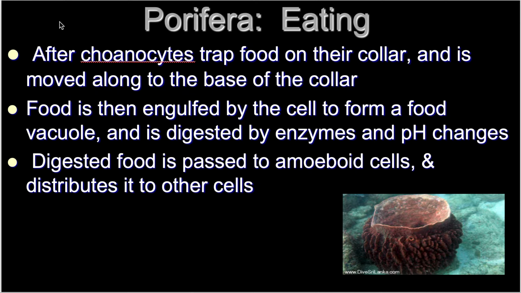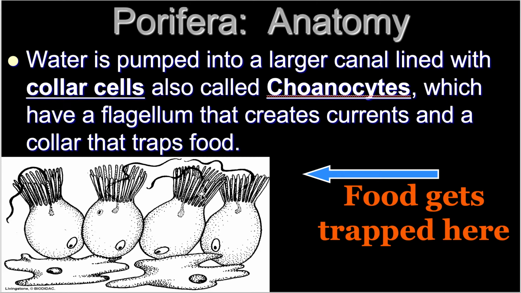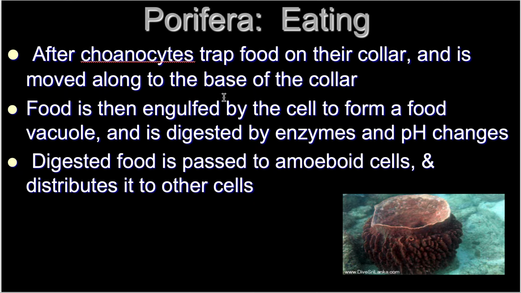All right. So the choanocytes are also going to help trap the food in their collar, which is why they're called collar cells. So these little collars around the top are going to trap the food. And it's moved along towards the base of the collar, and then the food is engulfed by that cell to form a food vacuole. So it basically opens up and the cell surrounds it and encapsulates it, and then it's digested by enzymes, and there are some pH changes to break it down as well.